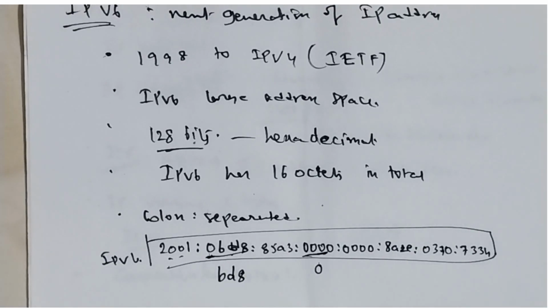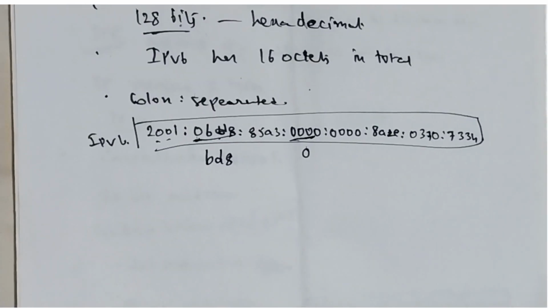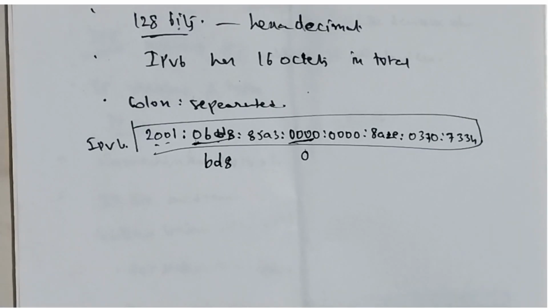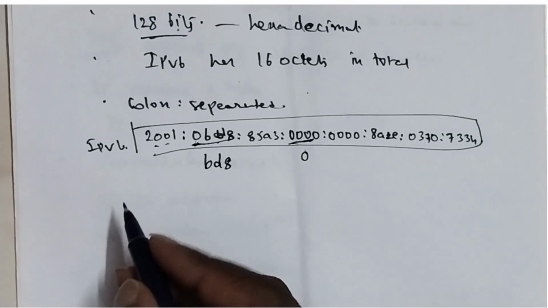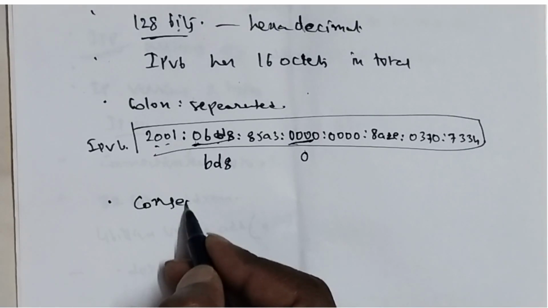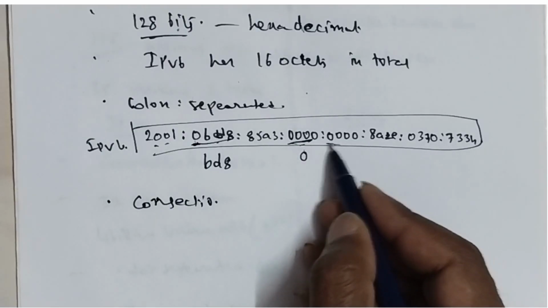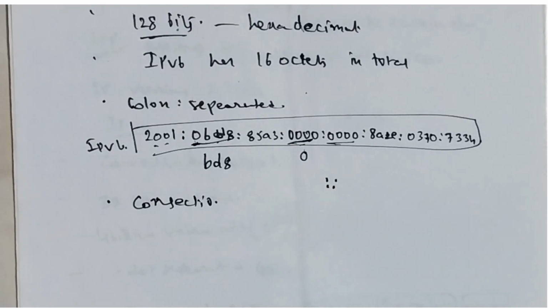Leading zero means any part that starts with 0. That 0 will not be counted. And any consecutive, one or more consecutive groups of all zeros can be replaced with a double colon. Okay, this can only be done once per address. Here, for consecutive zeros, we simply write two colons.